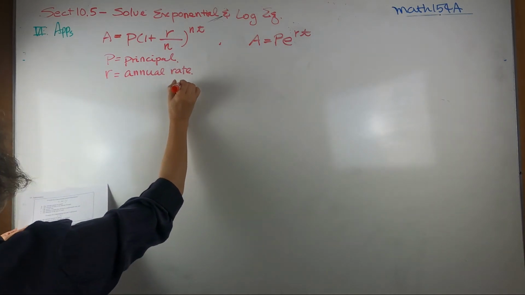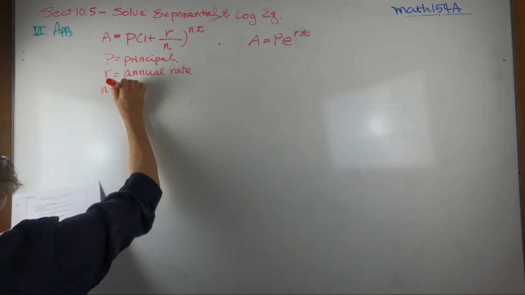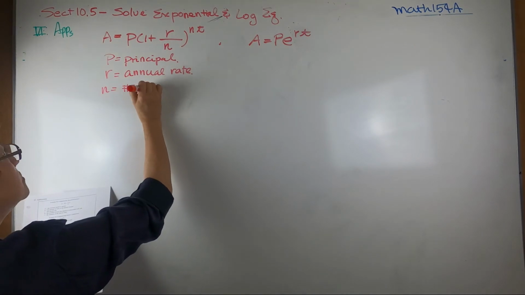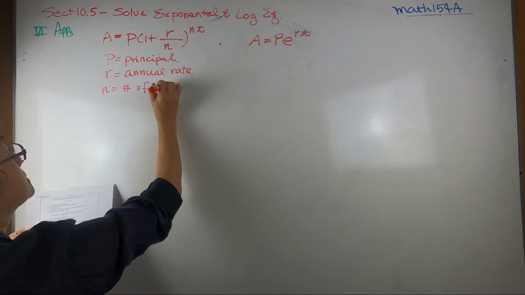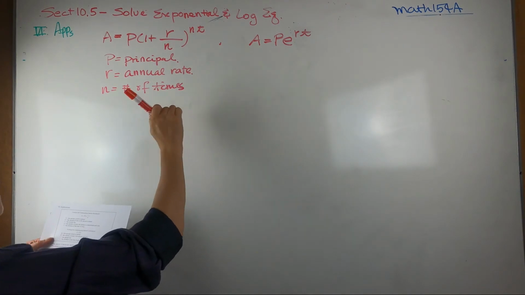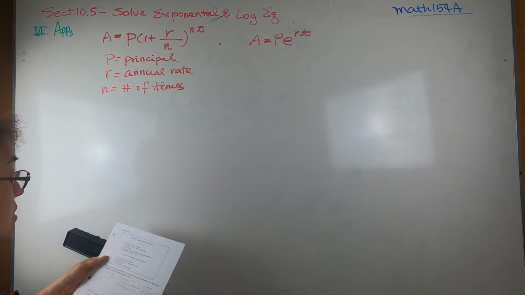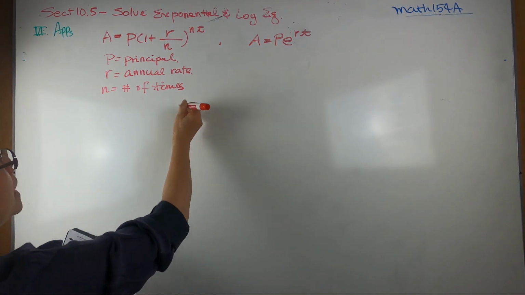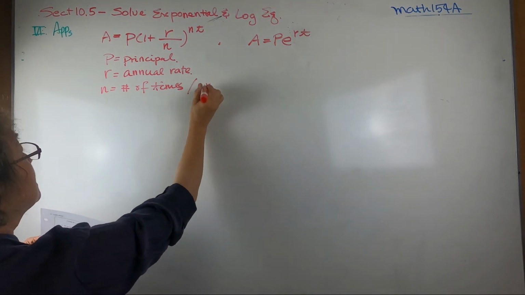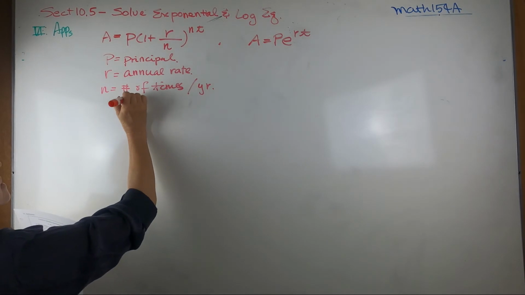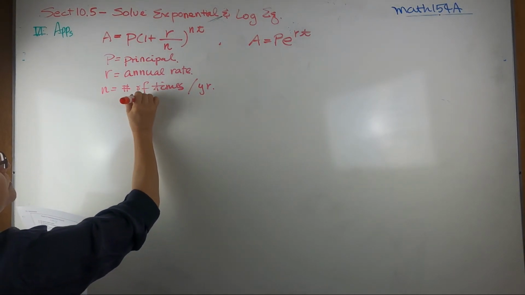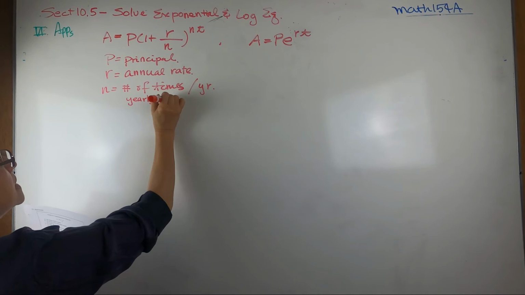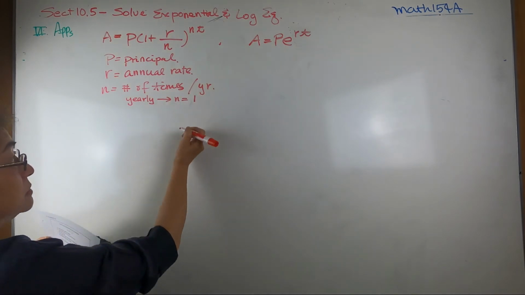Then N is the number of times it will be compounded. If the interest is compounded periodically, N is the number of times the interest is compounded per year. So if it's, say, yearly, then N will be 1, right?